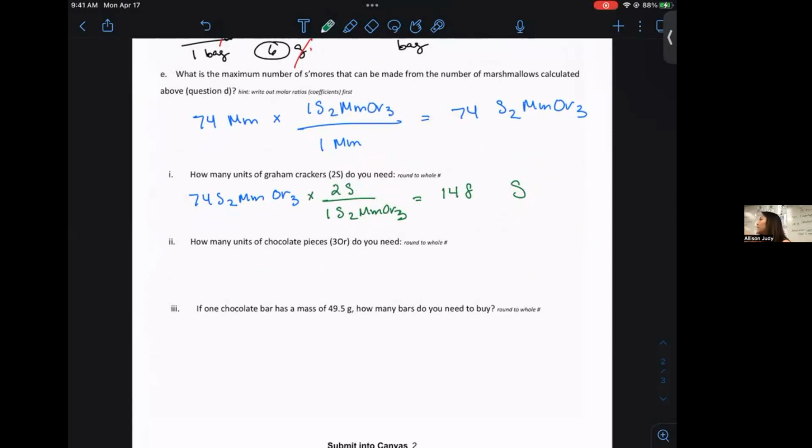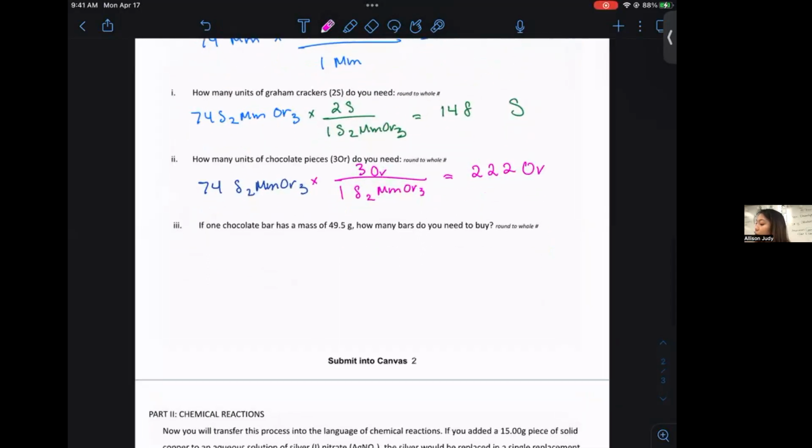Okay, how many chocolate pieces do I need to make those 74 s'mores? Okay, well, 74 s'mores. And I know that for every one s'more, I need 3 chocolate pieces. So then it becomes 222. 222 chocolate pieces to make my 74 s'mores.